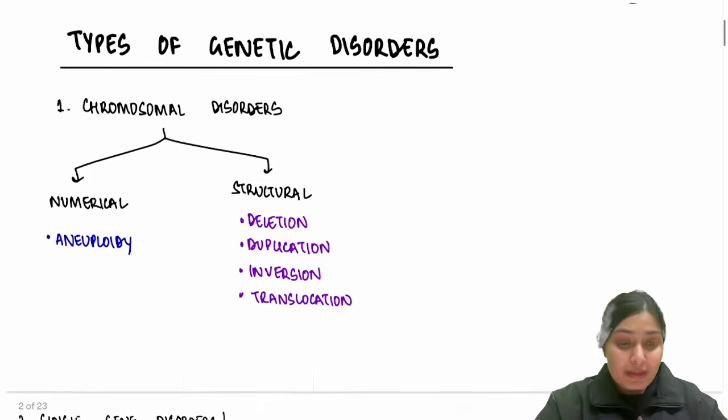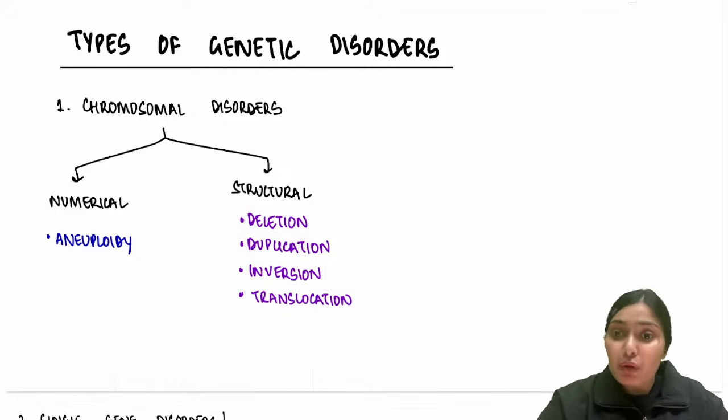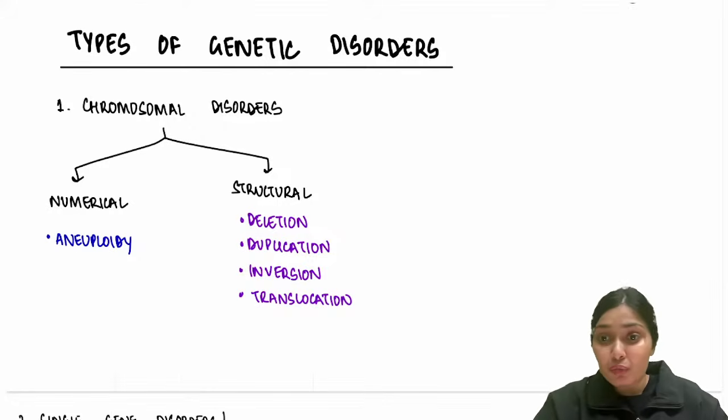So firstly, what are the types of genetic disorders? There are different categories. The first category that we are going to discuss is chromosomal disorders. Chromosome, you all understand, we all have 23 pairs of chromosomes. So if there is some problem in those chromosomes, either in the number of chromosomes or in the structure of chromosomes, there's going to be some genetic disorder, right? So first category is chromosomal disorder.